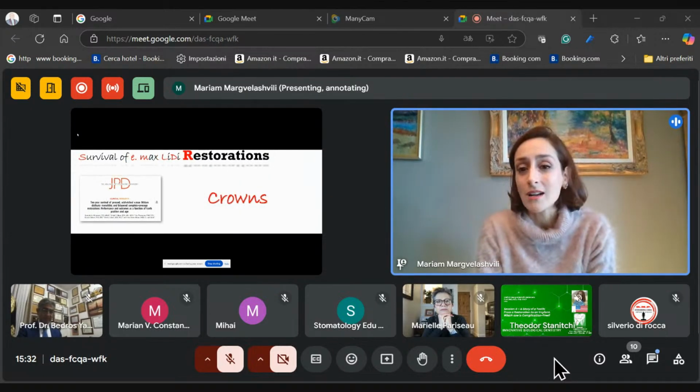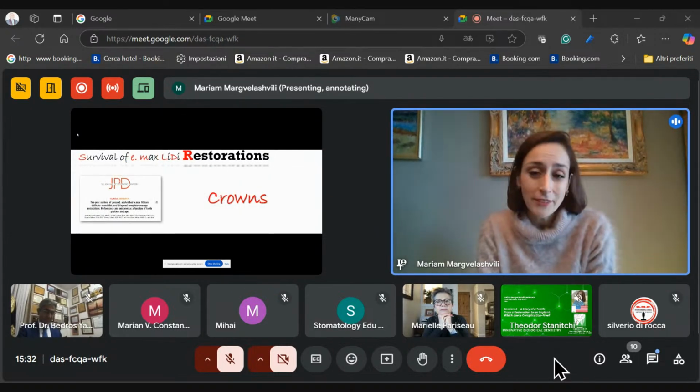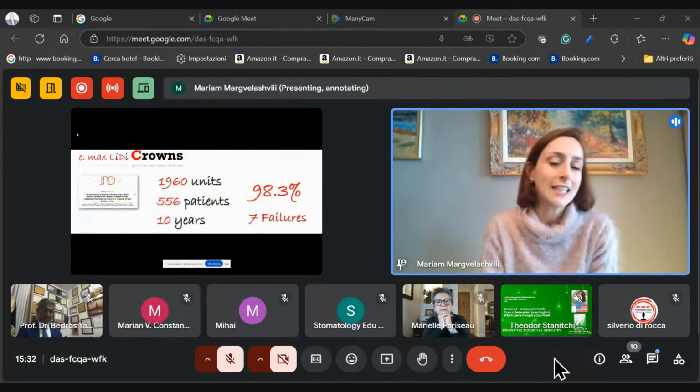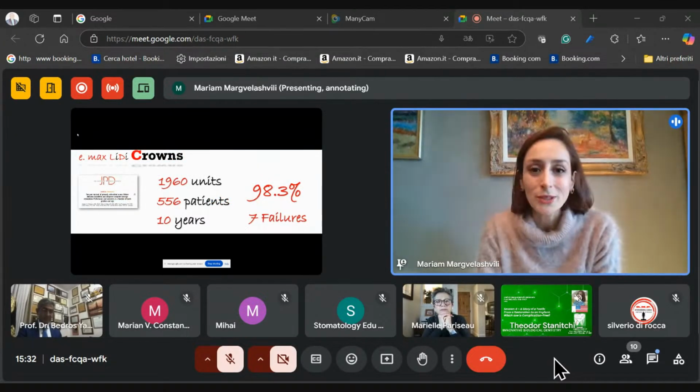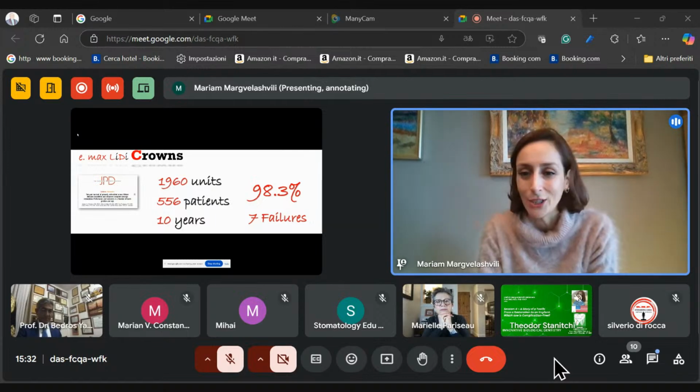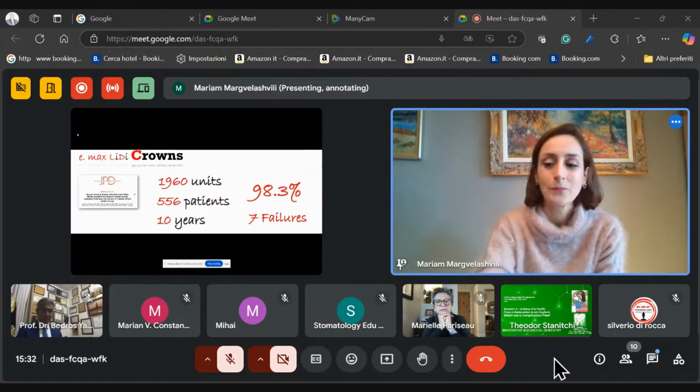The first one was on the survival of crowns fabricated out of Emax lithium disilicate. We had almost 2,000 restorations in over 500 patients and followed up at 10 years. The survival at 10 years was 98.3% with 7 failures.